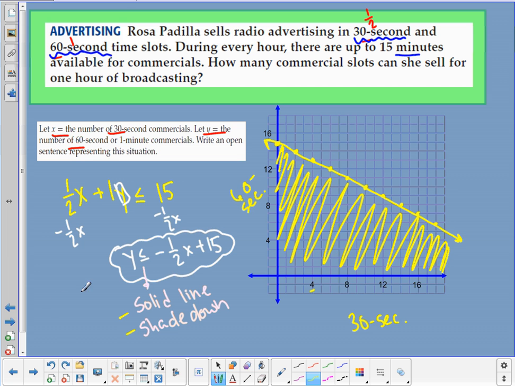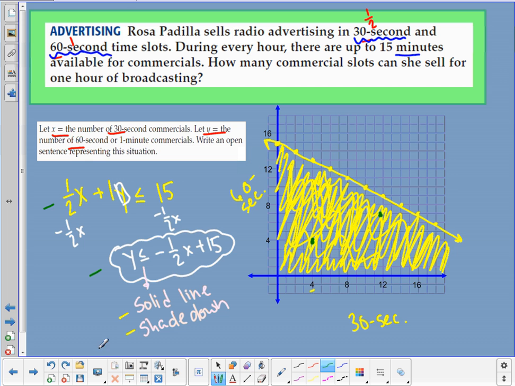So just like the question about the lunches, number 1, that we looked at together, this yellow region that I have shaded represents any combination of commercials that Rosa can sell. That means she could sell 4 30-second and 4 60-second. She could sell 12 30-second and 8 60-second. Anything that fits inside this yellow region becomes a solution to the inequality. Okay, so we had to write the inequality, solve it for y, graph it, and that is our solution set there.